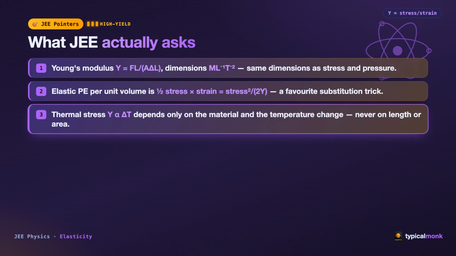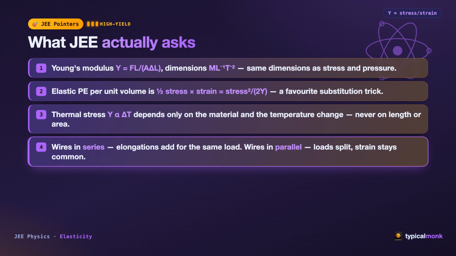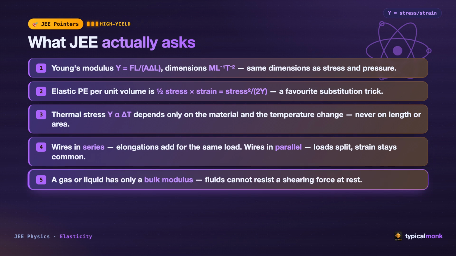Number 3. Thermal stress, Y alpha delta T, depends only on the material and the temperature change, never on the rod's length or its area. 4. For wires in series carrying the same load, elongations simply add. For wires in parallel sharing a load, the strain stays common while the load splits between them. 5. A gas or a liquid has only a bulk modulus. A fluid at rest cannot resist a shearing force, which is exactly why it flows.